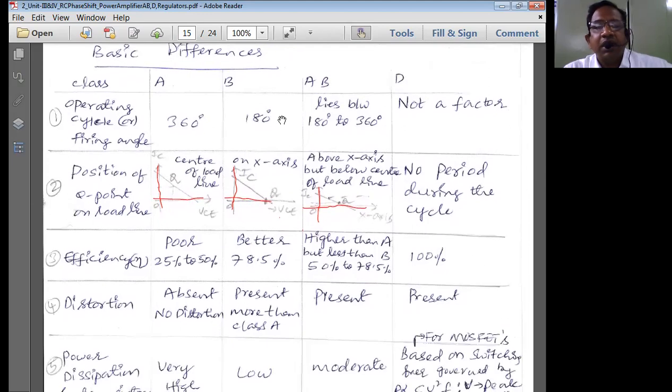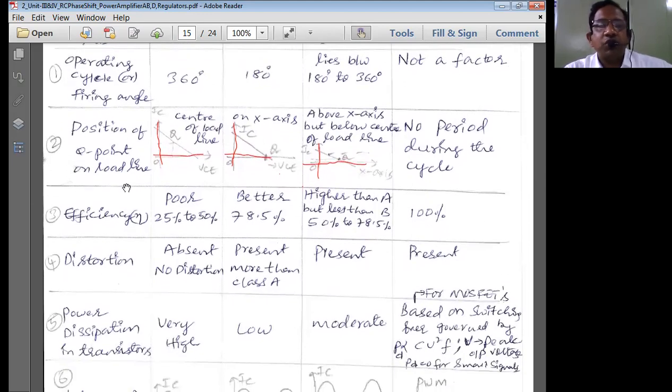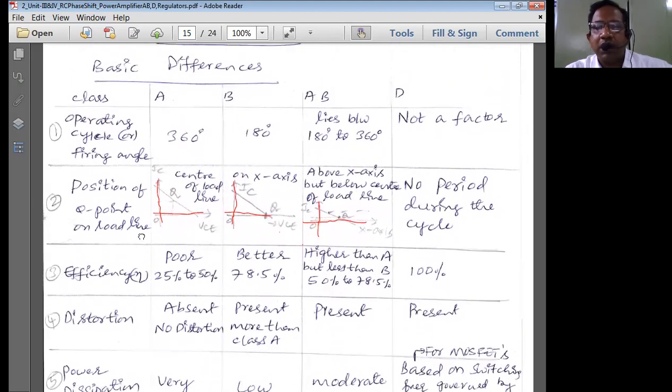The next one is the position of the Q point on the load line, which also really matters. This 360-degree firing angle is true only when the Q point is at the center of the active region. If you consider the X and Y axes of the output side, if the Q point is at the center of the load line, then we say the firing angle is 360 degrees. In order to get a firing angle of 180 degrees, what should we have?